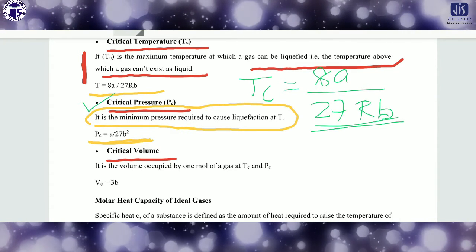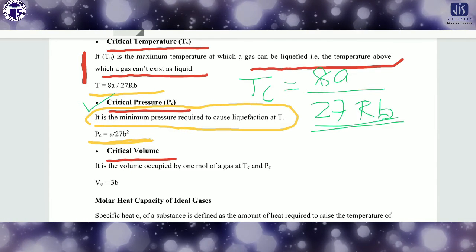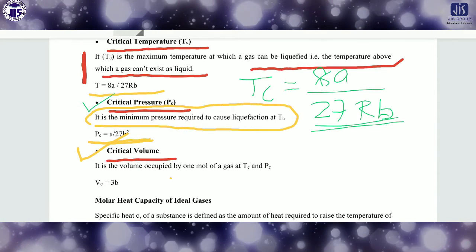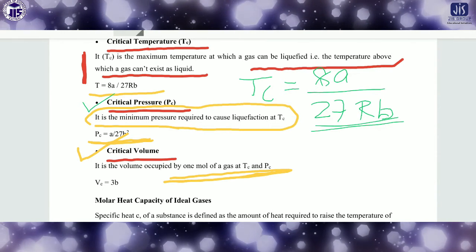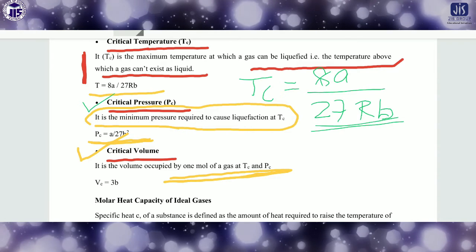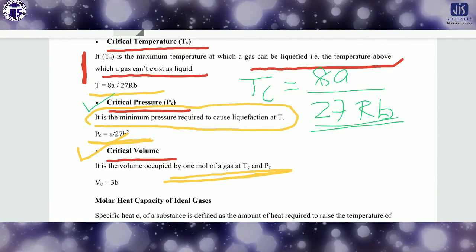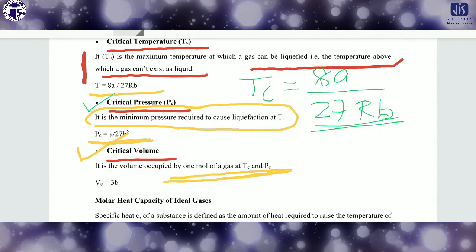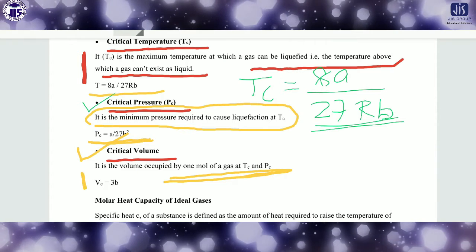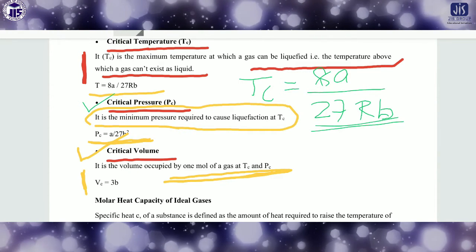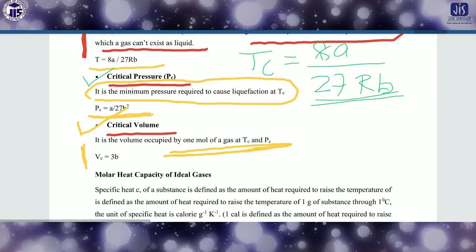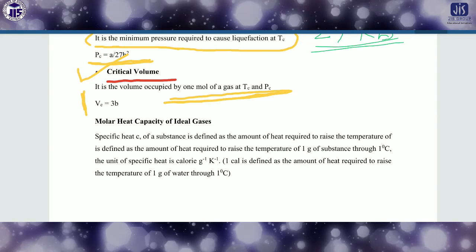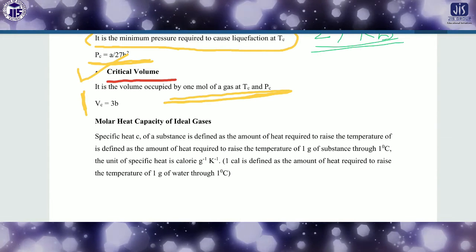So that is the critical pressure. Now if we discuss the critical volume, it is the volume occupied by 1 mole of gas at TC and PC. That means at critical temperature and critical pressure, what will be the volume of the gas? This is called the critical volume, and critical volume Vc equals 3b. Now TC, VC and PC, these three terms are very important. You have to keep them in mind.